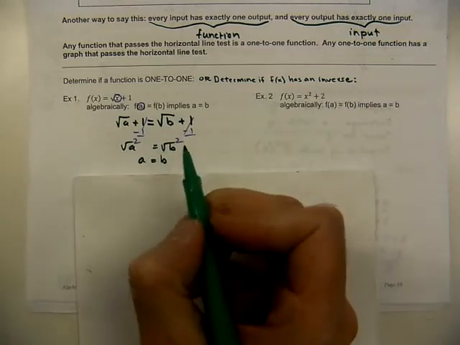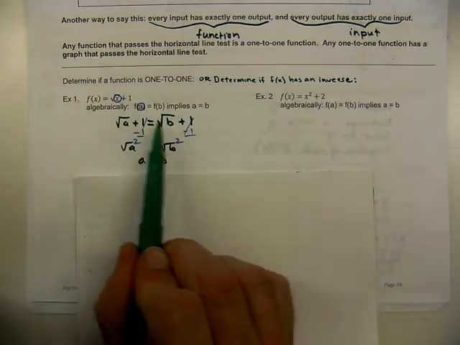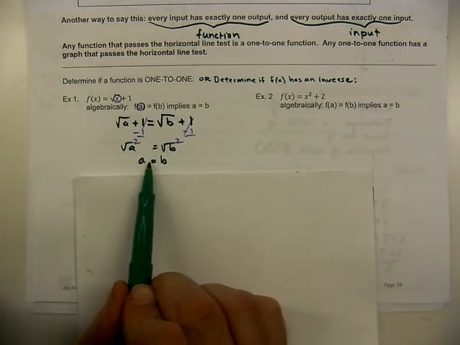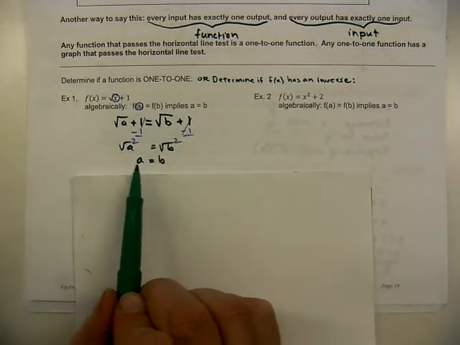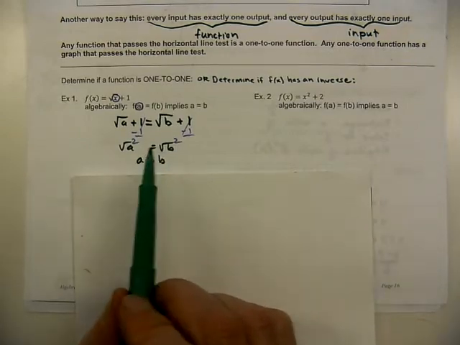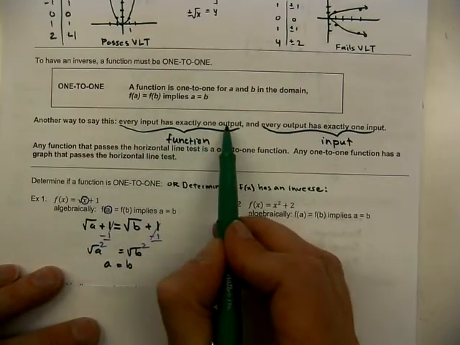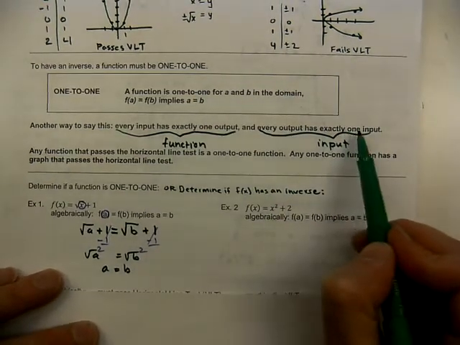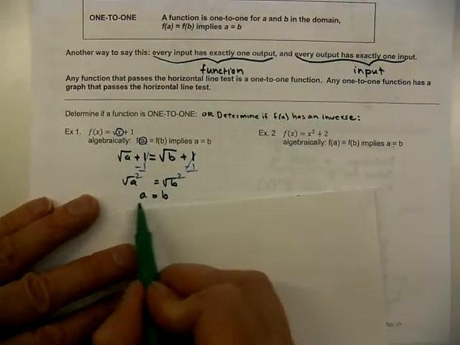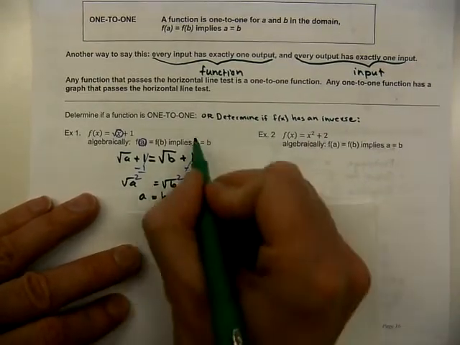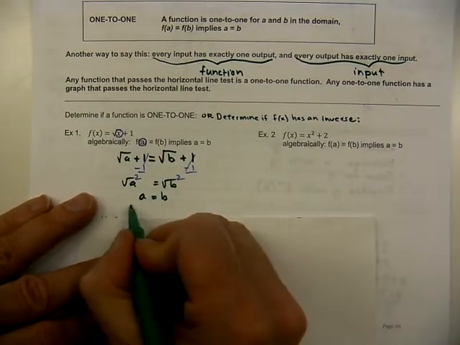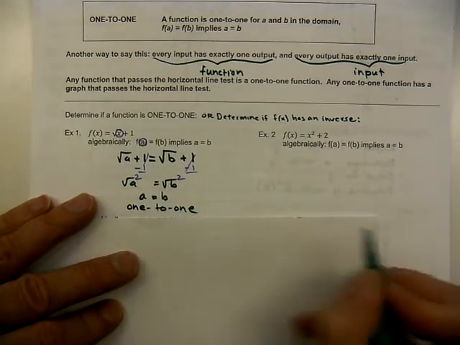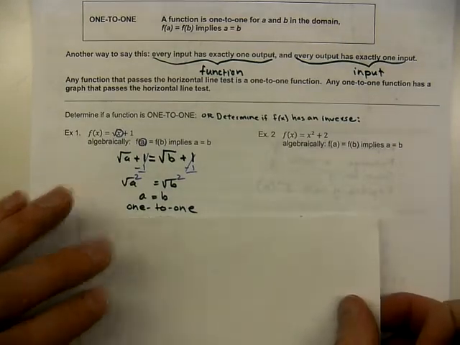And so we were starting off by thinking we had two different inputs, but no, actually we don't have two inputs. There's only one input. If A equals B, that means they are the same. And if they're the same, that means every input has exactly one output, and every output has exactly one input. We only have one input because A and B are equal to each other. They're really the same thing. The point is, when you see an A equals B, that allows you to conclude that, yes, this is one-to-one, which means that it does have an inverse, and we can find it if we wanted to.